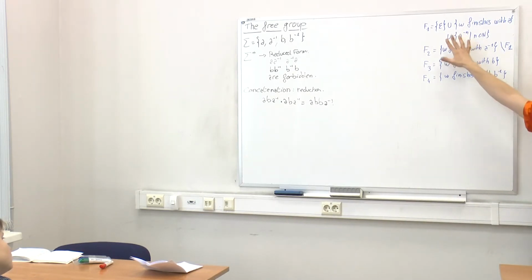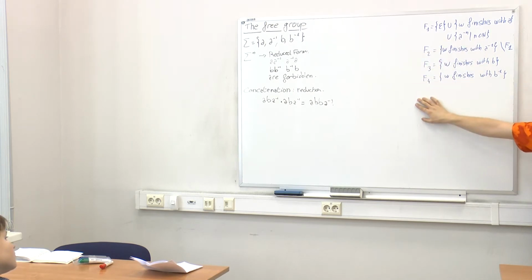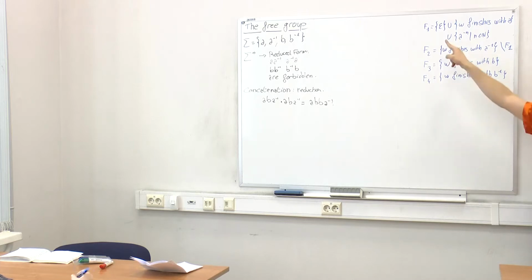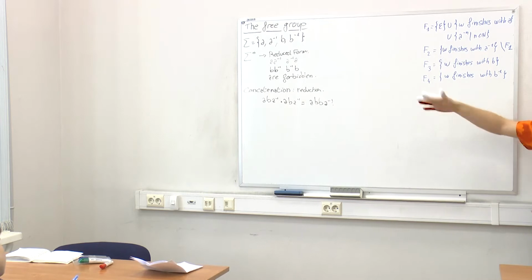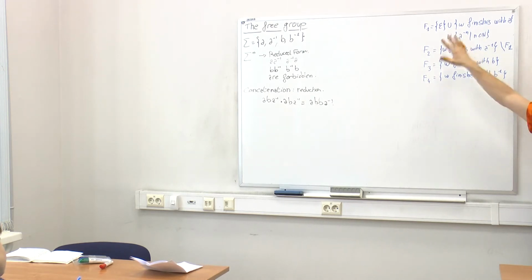And we just look at these four sets that are subsets of the free group. I recall that epsilon is the empty word, so it still exists. It's the neutral element of your free group, whatever your free group is. And then you have a partition, so I hope it's clear it's a partition.